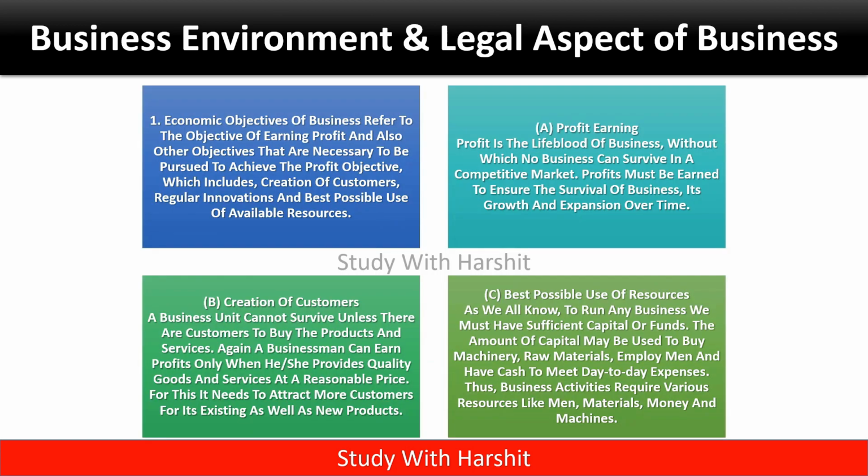Now let us discuss in detail. Economic objective of business refers to the objective of earning profit and also other objectives that are necessary to be pursued to achieve the profit objective, which include creation of customers, regular innovation and best possible use of available resources. Profit earning is the lifeblood of business, without which no business can survive in the competitive market. Profit must be earned to ensure the survival of business, its growth and expansion over time.